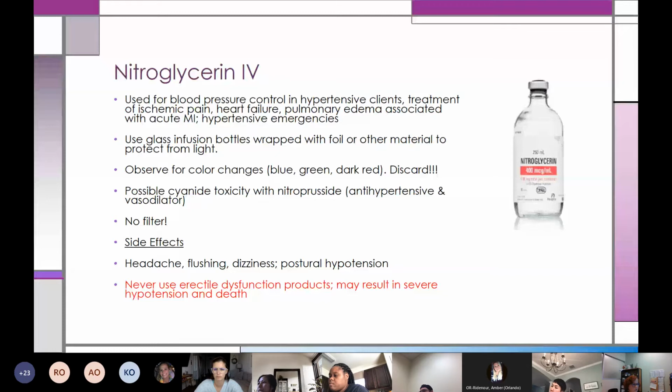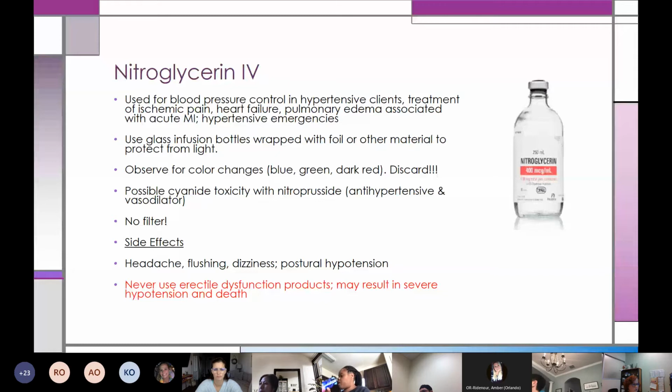However, one of the biggest things to remember with nitro, because of what it does, it drops the blood pressure. If the patient is also taking one of those erectile dysfunction products, then it could actually cause more severe hypotension, actually kill the patient. So be sure you know what medications your patients are taking, all right? Nitroglycerin, common as well. All these are common. I shouldn't have to say that.